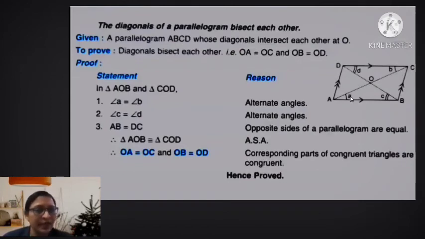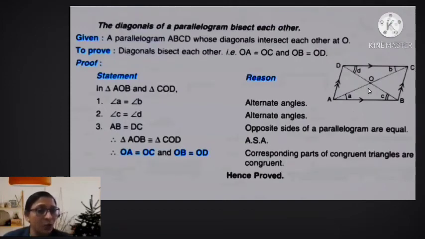In these two triangles, angle A equals angle B, since they are alternate angles. Angle C is equal to angle D. This is another pair of alternate angles formed due to the parallel sides cut by the diagonal BD. And side AB equals side CD, which are the opposite sides of the parallelogram. By this, we prove that triangle AOB is congruent to triangle COD by the angle side angle test.